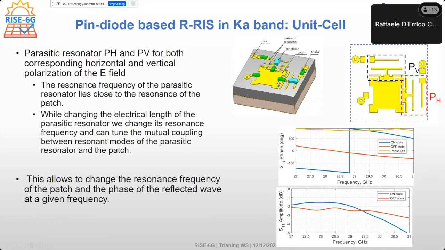So basically it works that there is a patch, and then we have some parasitic resonator connected to the diode. By changing the value of the diode, we change the electrical length, which actually results in a phase shift. So this is what realizes the phase shift that we want to have.